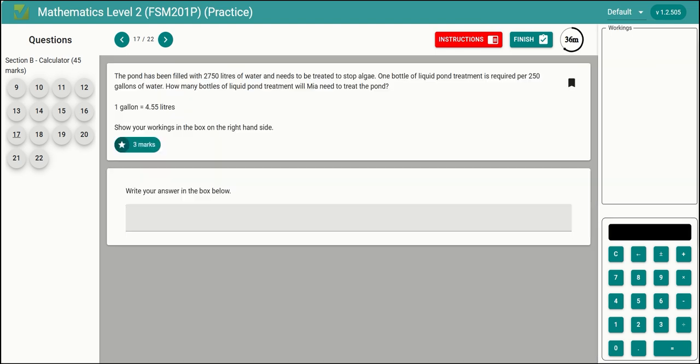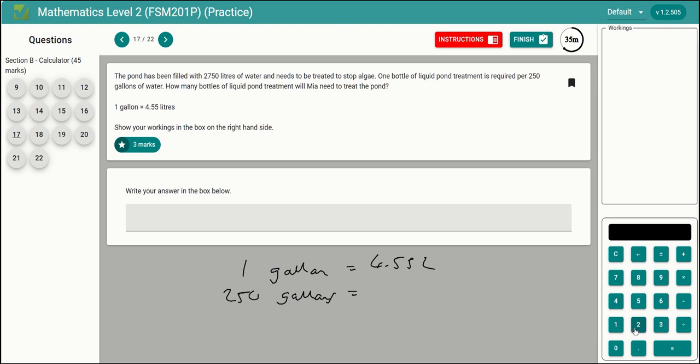And we're done there. The pond has been filled with 2,750 litres of water and needs to be treated to stop algae. 1 bottle of the pond treatment is required for 250 gallons. So how many bottles of liquid pond treatment will Mia need to treat the pond? Okay, so what we need to do here is, well, there's 2 options here. We can either convert the litres into gallons, or we can convert the gallons into litres. I think it might actually be easier converting gallons into litres. So we know that 1 gallon is 4.55 litres. So 250 gallons is going to be 4.55 multiplied by 250.